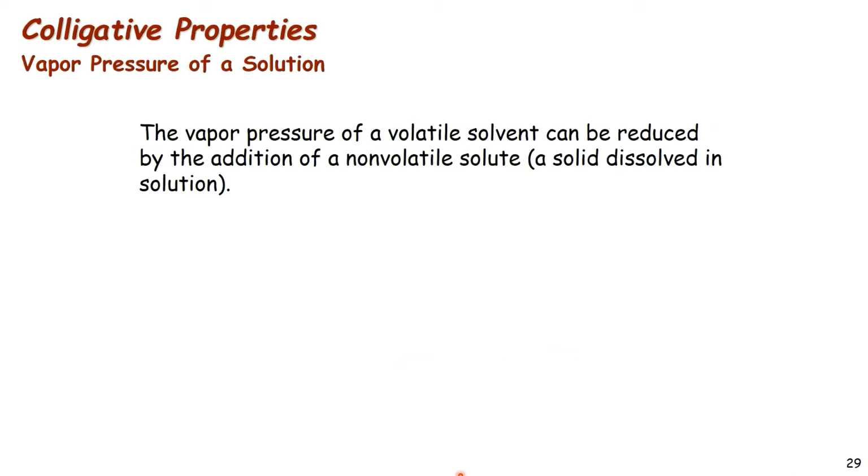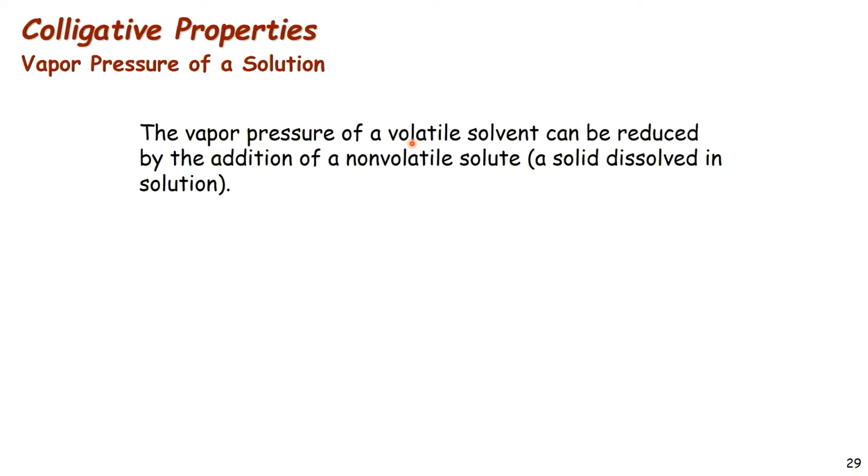So let's talk about the vapor pressure of a solution, starting with a volatile solute. Volatile simply means that it easily evaporates. We would consider water to be volatile. If I set a glass of water on my desk and I come back the next day, there'll be a measurable amount of that water gone. It will have evaporated.